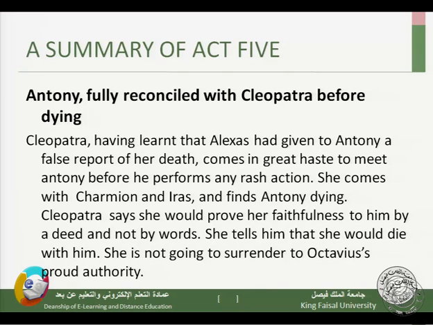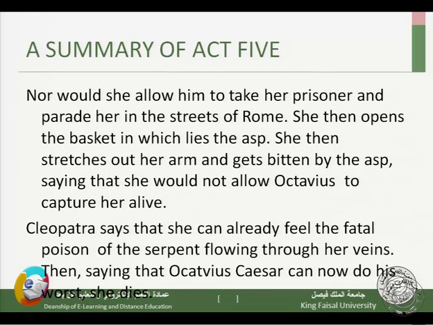She tells him that she would die with him. She is not going to surrender to Octavius's proud authority, nor would she allow him to take her prisoner and parade her in the streets of Rome. She then opens the basket in which lies the asp. An asp is like a snake, like a serpent. She stretches out her arm and gets bitten by the asp.